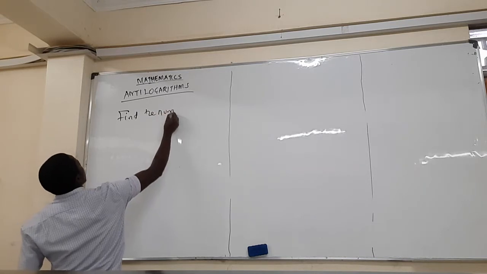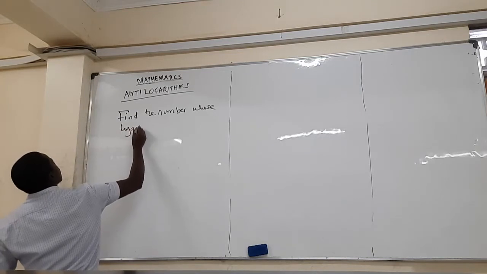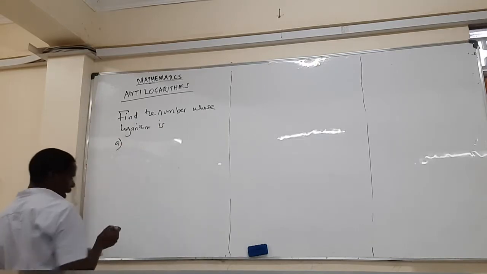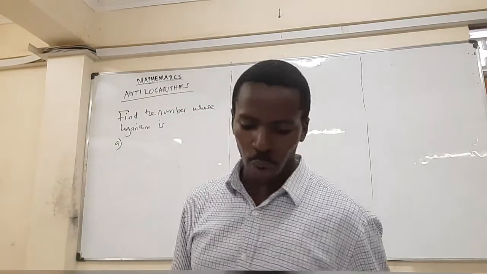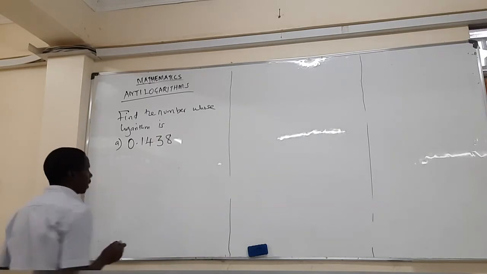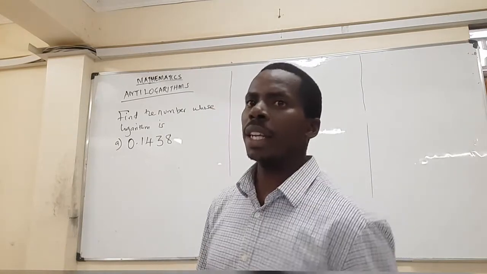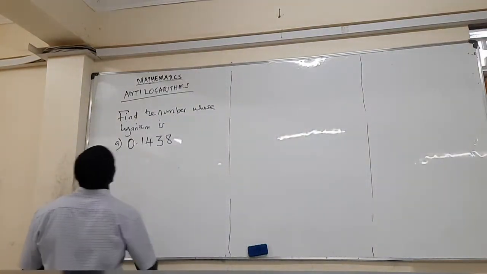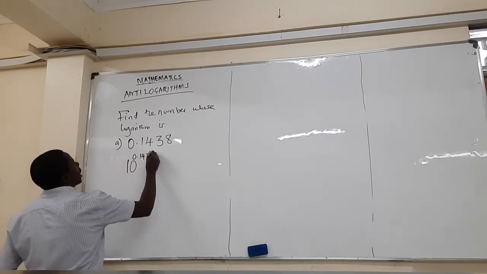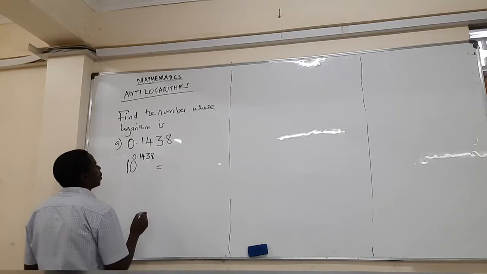Find the number whose logarithm is part 1. We can have 0.1438. So when the number is like that, we know if this is the logarithm of a number, then looking at it, it is the same as 10 power 0.1438. Which number did give us this? So we are going to now look at the table.